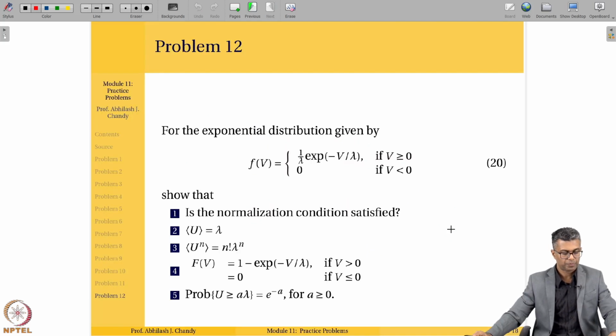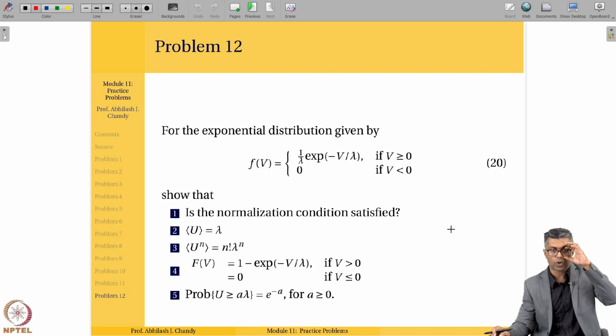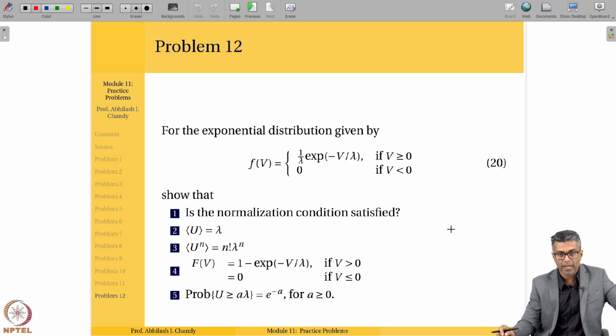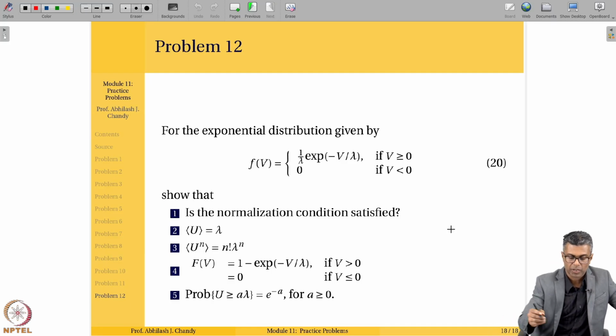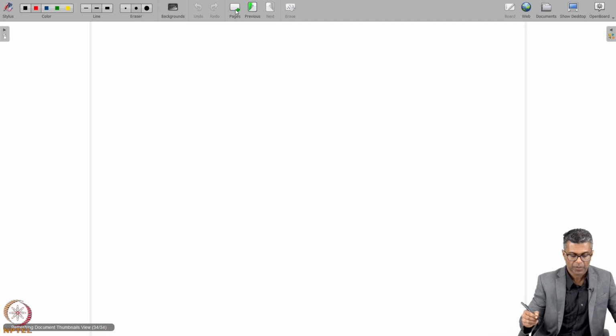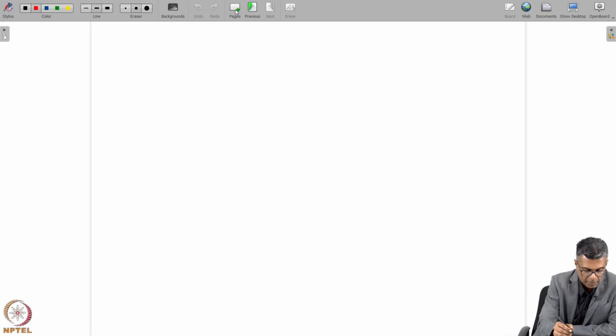One last problem, which is problem number 12. This has to do with PDFs and CDFs as well. For the exponential distribution given by this, f of v is 1 over lambda exponential minus v over lambda if v is greater than or equal to 0 and is 0 otherwise, show that the normalization condition is satisfied.